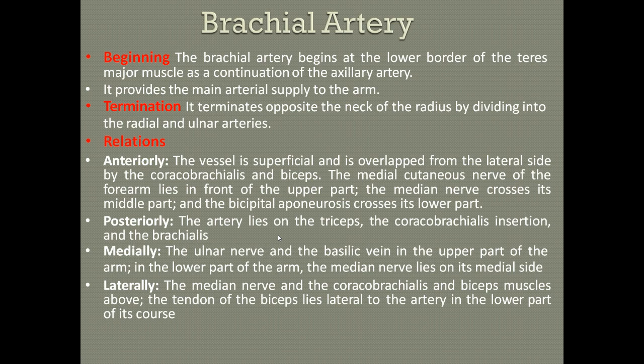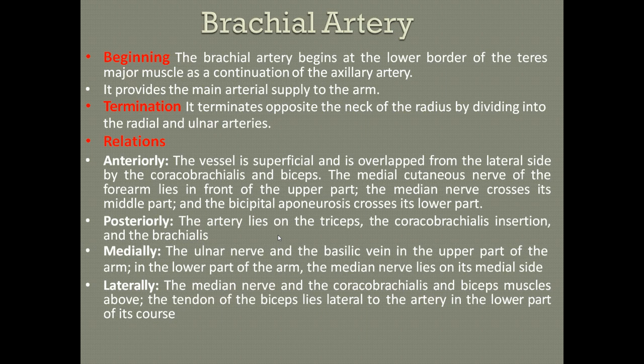Relation. Anteriorly, the vessel is superficial and is overlapped from the lateral side by the coracobrachialis and biceps. The medial cutaneous nerve of the forearm lies in front of the upper part, and the median nerve crosses its middle part, and the bicipital aponeurosis crosses its lower part. Posteriorly, the artery lies on the triceps, the coracobrachialis insertion, and the brachialis.